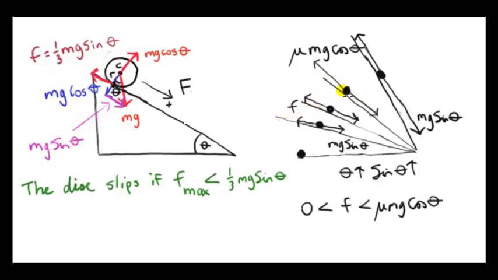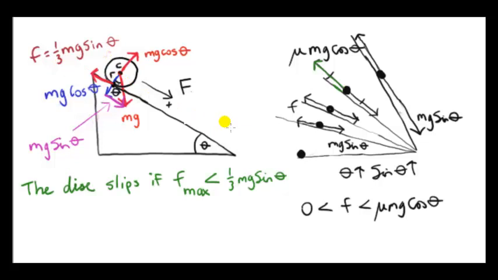Just to get back to the situation where the mass is on the verge of slipping, these two forces are the same: this force is mg sin θ, this force is µmg cos θ. So in this position, the force on the particle due to the surface is at its maximum. Now the force on the disk to cause it to roll without slipping down this incline is 1/3 mg sin θ.